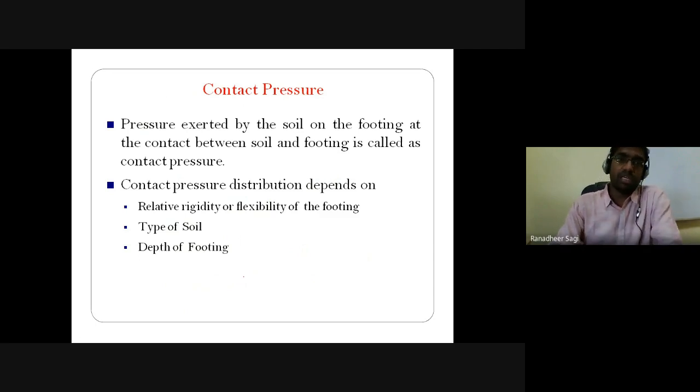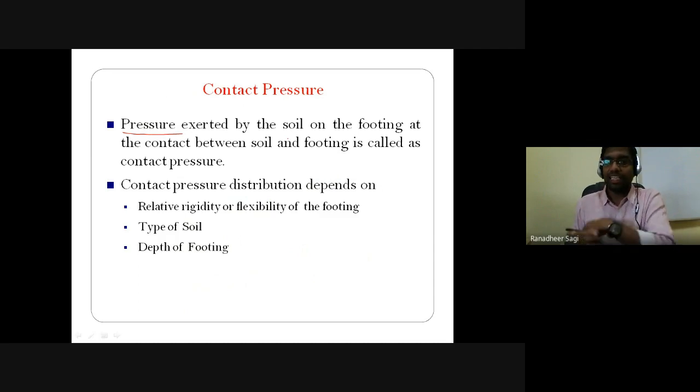Now what is meant by the term contact pressure? Contact pressure is the pressure exerted by the soil on the foundation at the contact between soil and foundation. As the name itself says, at the contact there is some pressure being exerted by the soil on the footing, or by the soil at the bottom of your foundation. That pressure exerted by the soil at the bottom of the foundation is what we call your contact pressure. So at the contact of your footing and the soil, the pressure exerted by the soil on the footing is what we call your contact pressure.